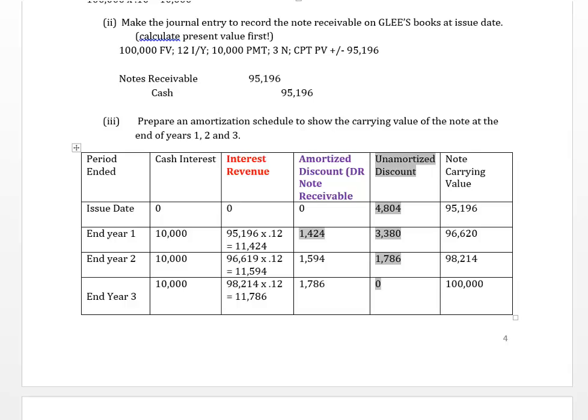Long-term notes, same idea. When the cash interest payment that Glee in this case would receive is different from the interest revenue it books, we are going to debit or adjust our note upwards by $1,424, which means we're going to amortize part of the unamortized discount to open the period, so we're only going to have $3,380 left. So now the carrying value of our note will be 95,196 plus 1,424.